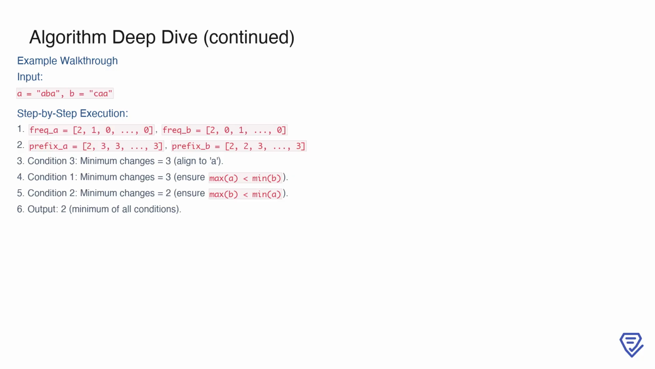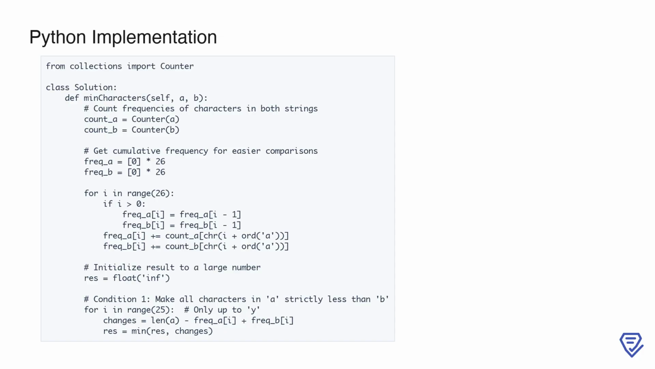Here, we start by importing the Counter class from the collections module to help us count the frequency of characters in the given strings A and B. Inside the Solution class, the min_characters method is defined. First, we use Counter to calculate the frequency of each character in both strings and store these counts in count_A and count_B. Next, we prepare two arrays, frequency_A and frequency_B, to track the cumulative frequency of characters for easier comparisons later. These arrays are initialized with zeros and have a size of 26 to represent each letter of the alphabet.